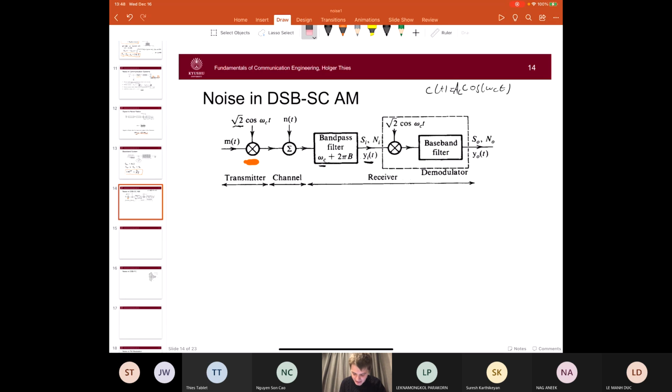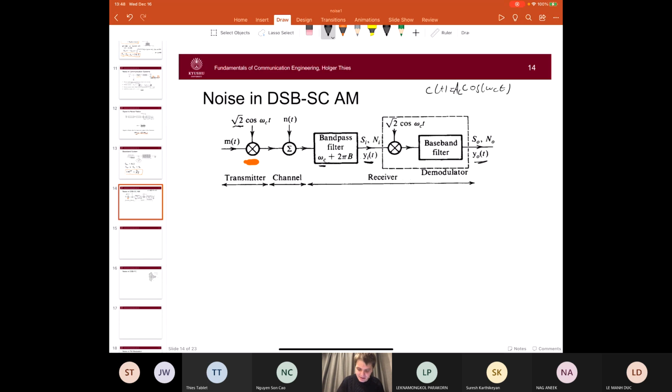So this will be the input signal y to the receiver, and the demodulation scheme we have seen in double sideband suppressed carrier is just doing the same modulation again. So we again multiply this new signal y(t) by square root of 2 times cosine omega_c t. Then we will get back our original signal and 2 copies of this that we don't need. So we then apply a baseband filter to just filter out our original frequencies, and then we will get the output message of this modulation scheme.